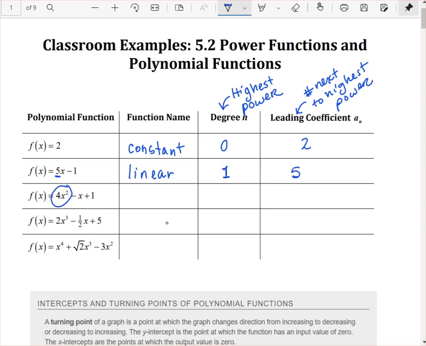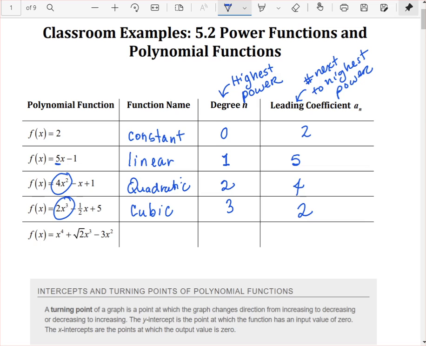The next one is a quadratic. The degree, or the highest power, is 2, and the leading coefficient would be that 4 next to that x squared. The next one is a cubic. The highest power is 3, so that's the degree, and then the 2 would be the leading coefficient right next to it. And then this one is a 4.